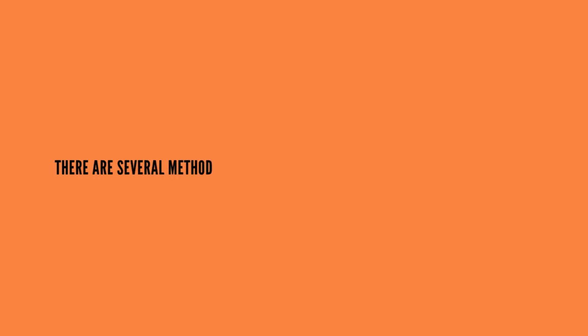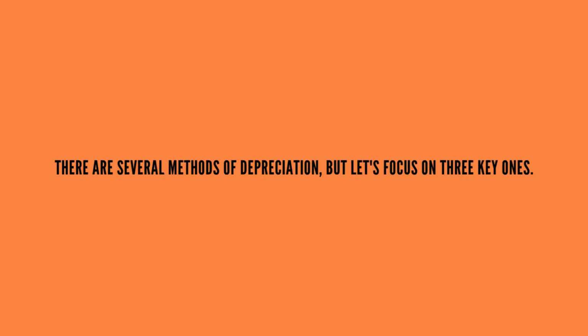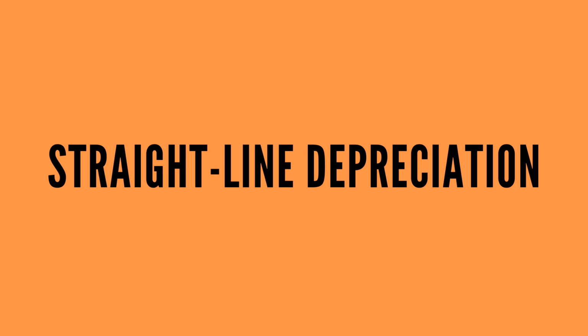There are several methods of depreciation, but let's focus on three key ones. Straight-line depreciation. This is the simplest and most commonly used method. With straight-line depreciation, the cost of the asset is spread evenly over its useful life. For example, if you purchase a machine for $10,000 and it has a useful life of 5 years, you would deduct $2,000 per year for 5 years.